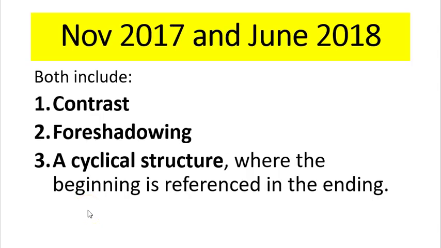And the final bit of advice is that there are 3 features which will always appear, and I've checked this by looking at the November 2017 exam and the 2018 exam, and in the first video that I did about the June 2017 exam. These things appear: contrast and foreshadowing, which is pretty much, well, it's not actually the same thing, but anyway, I'll talk about those, and the cyclical structure, which I've already mentioned.